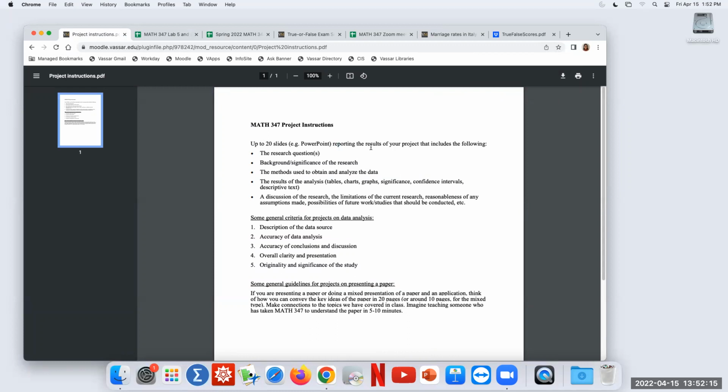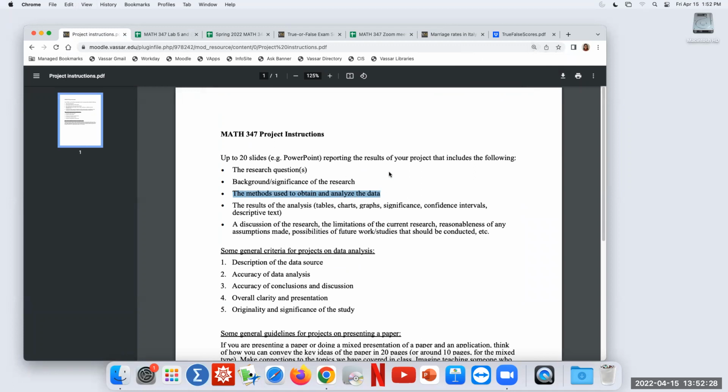If you want to use that, that's totally fine. So for us, the methodology draft is usually this part, which is the methods that you use to obtain and, I guess, mostly analyze the data. So it depends on what kind of methods you use.